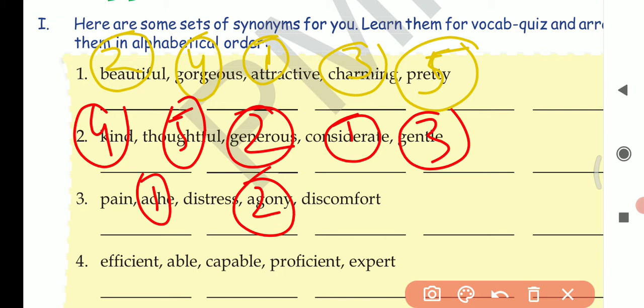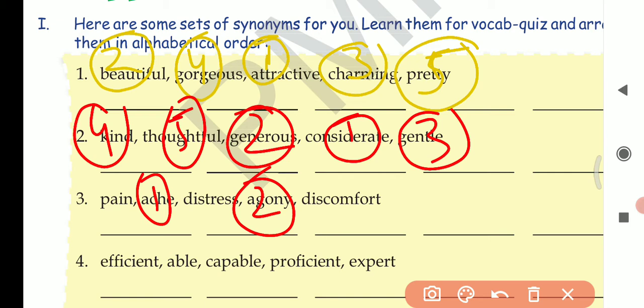With B we don't have any word. With C also we don't have. With D we have a word. So this will come on number 3rd, D. And then again children, see one second. With D we have two words, distress and discomfort. Dis is common in both the words, distress also and discomfort also.